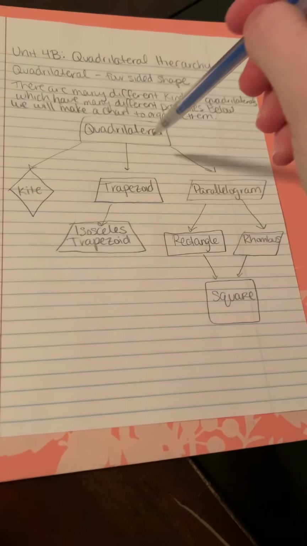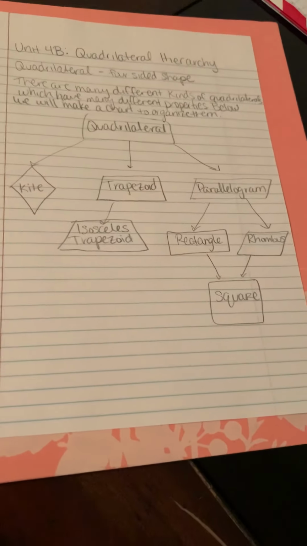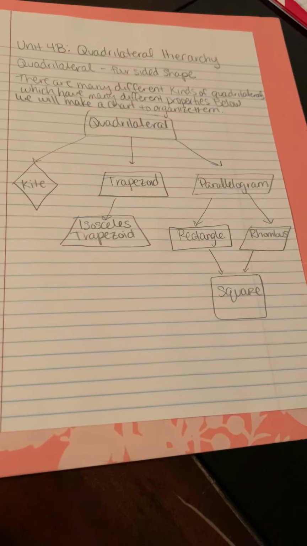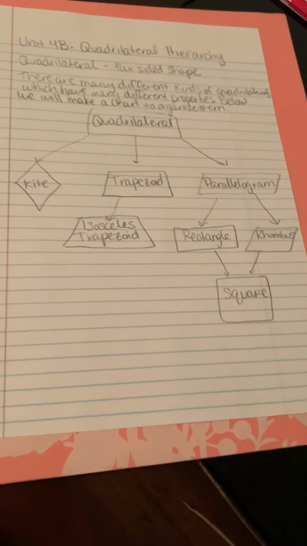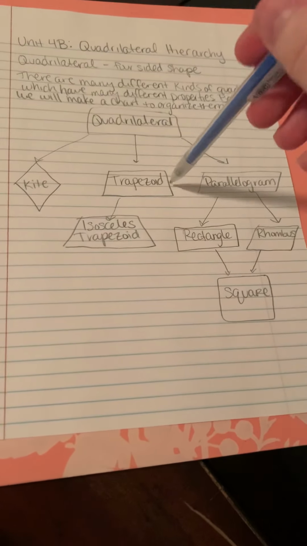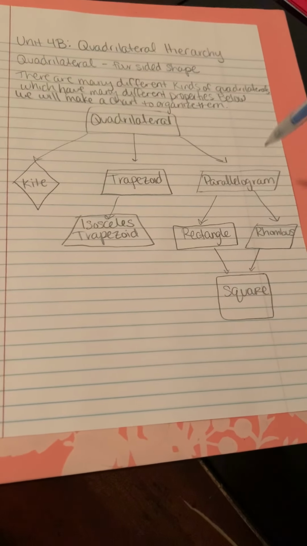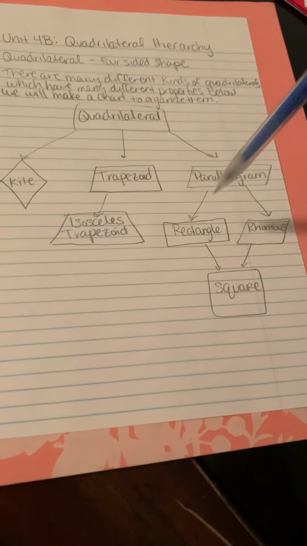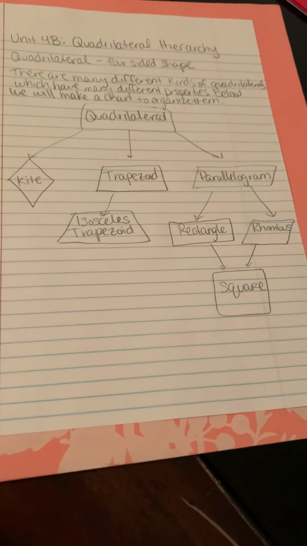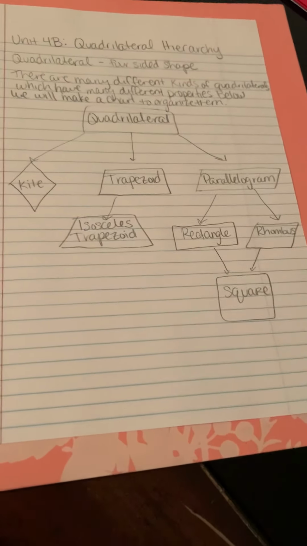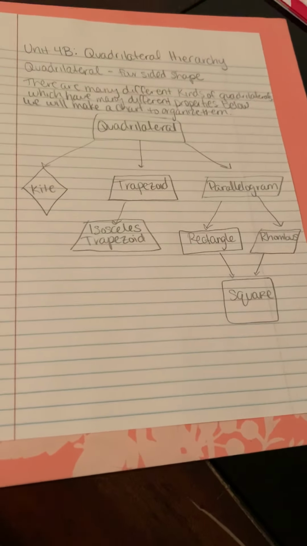Like I said, quadrilateral at its core is just a four-sided shape, but it does have other properties. And that stems into kite, trapezoid, parallelogram, and then trapezoid stems into an isosceles trapezoid, and parallelogram can also stem into a rectangle, rhombus, and a square. Okay, now properties. What do all these have?